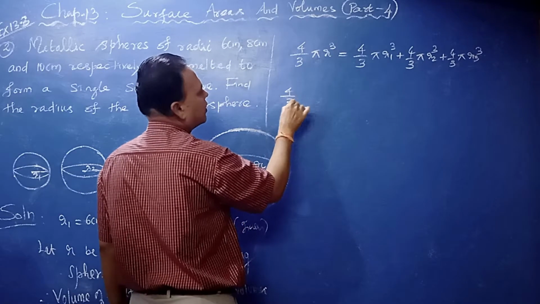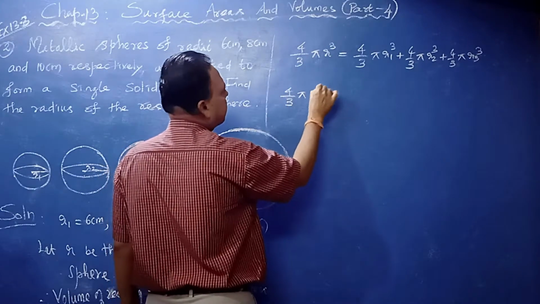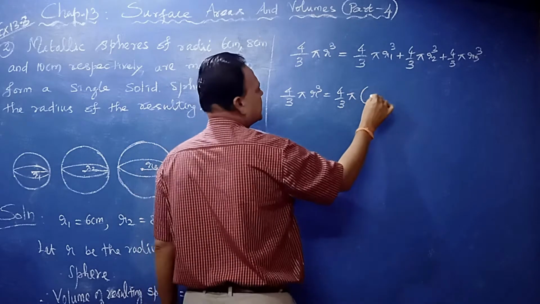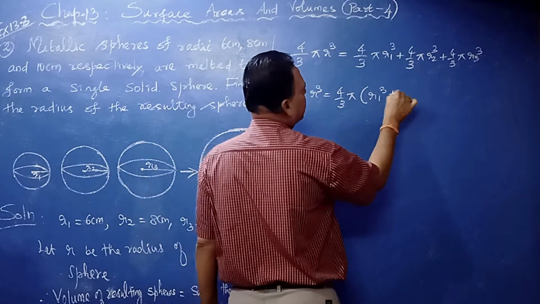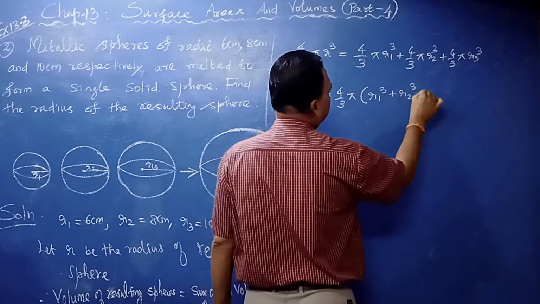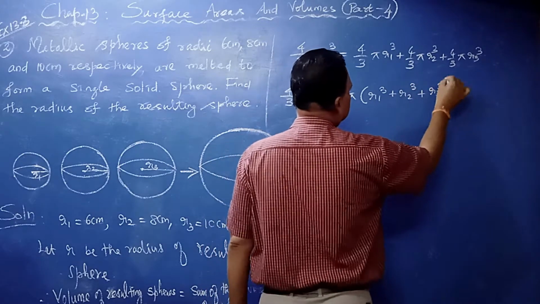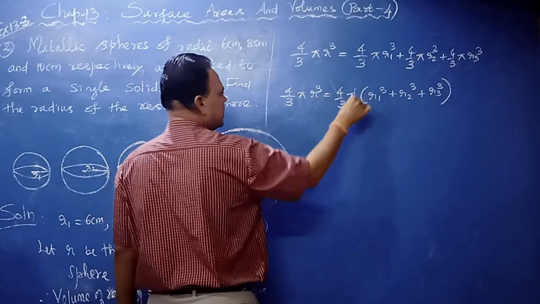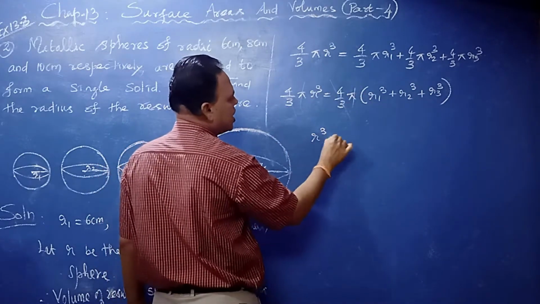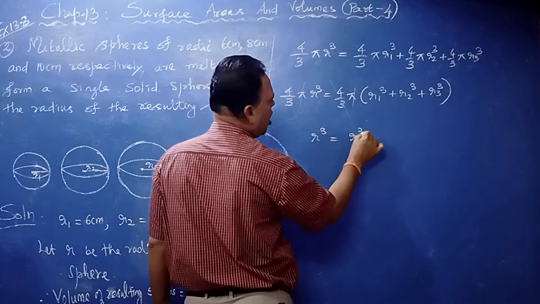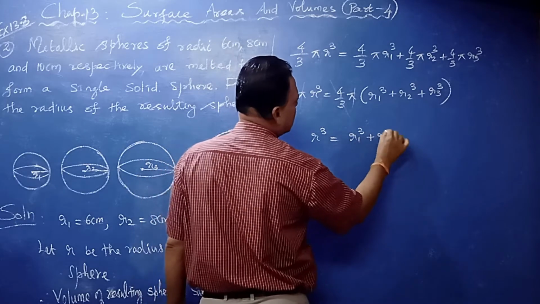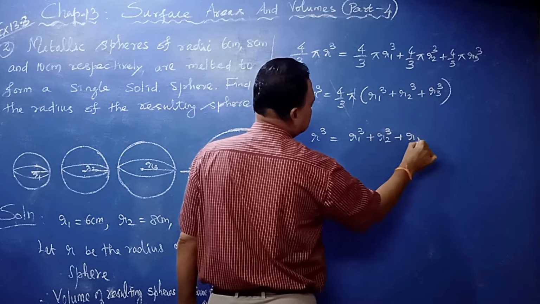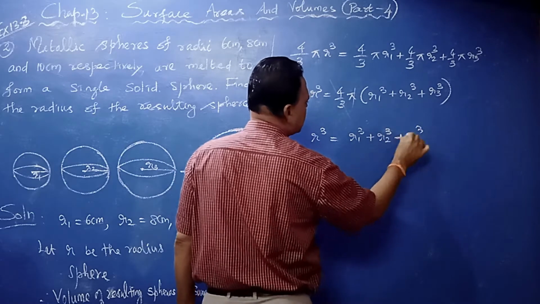Okay, so now what you have to do is take this 4/3 π common on the right hand side. When you take 4/3 π common, you will get r1³ plus r2³ plus r3³. Now cut 4/3 π on both sides, and you will get simply r³ equals r1³ plus r2³ plus r3³. So like this you have to derive it.